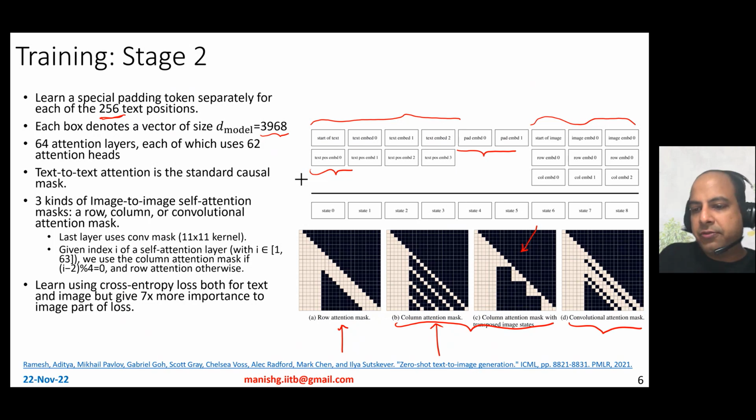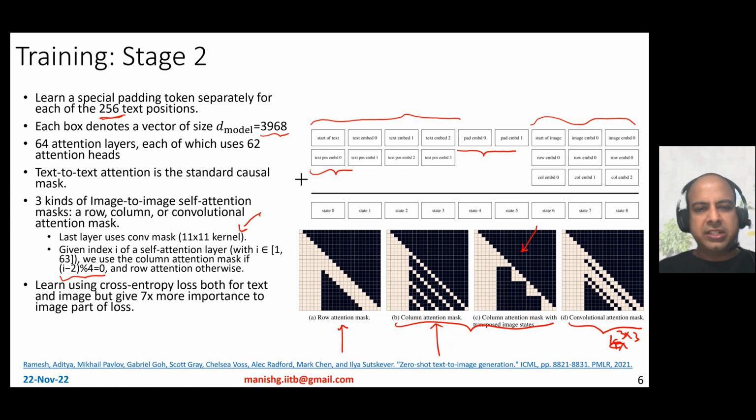So this one is shown for a 4x4 or a 3x3 kernel. However, in actual DALL-E, it uses a convolution attention mask for an 11x11 kernel. Now, not all of these are used in every layer. The last layer actually uses the 11x11 kernel-based convolution mask. However, the other 63 layers, depending on this formula, use either the row attention mask or the column attention mask.